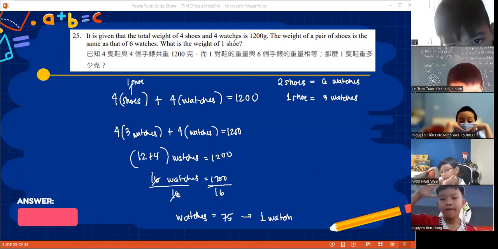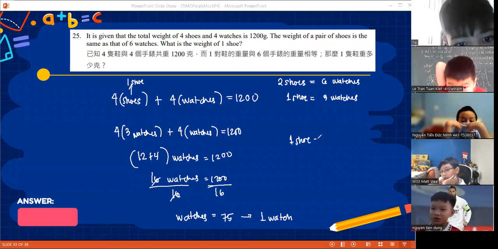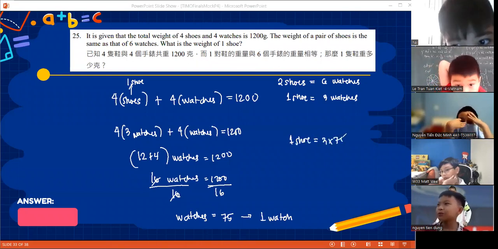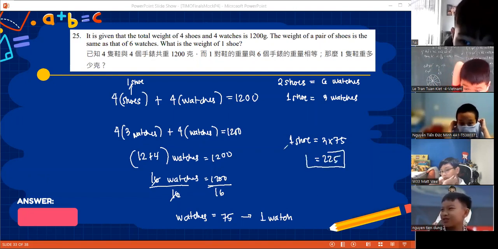Now you're looking for one pair of shoes. So your one shoe would be 3 times 75, which is equal to 225. So this is the answer, 225.